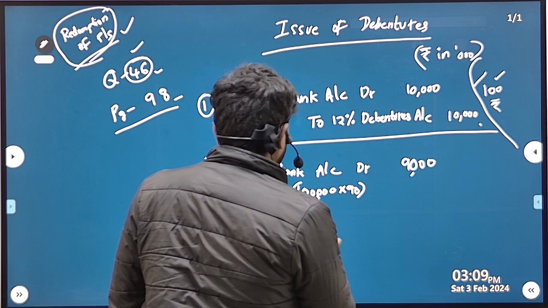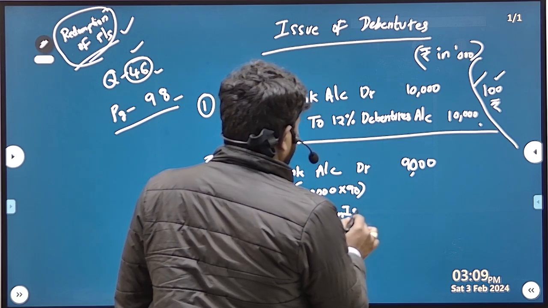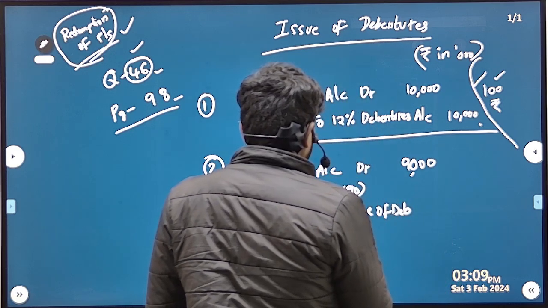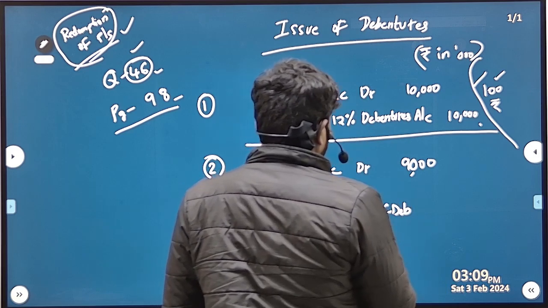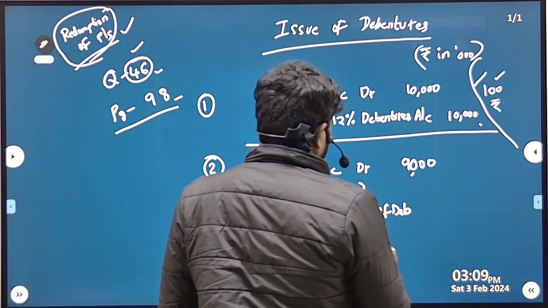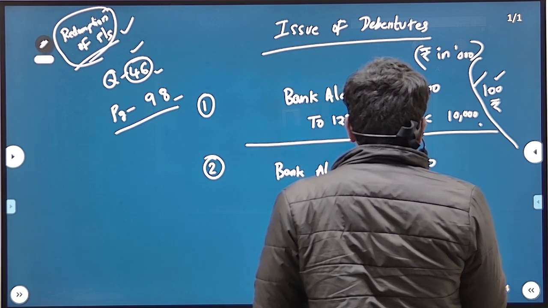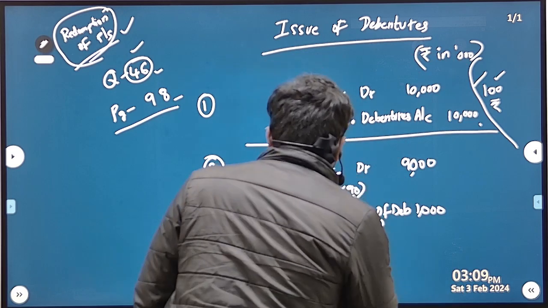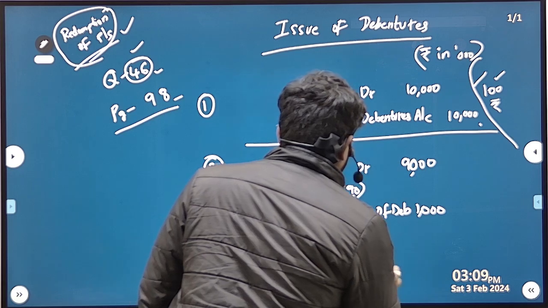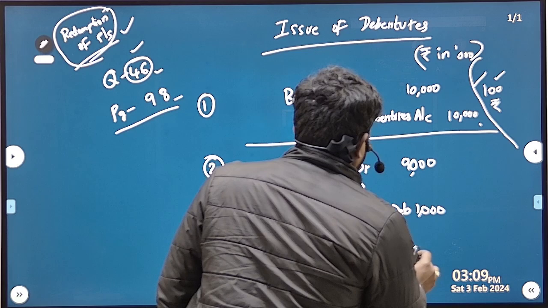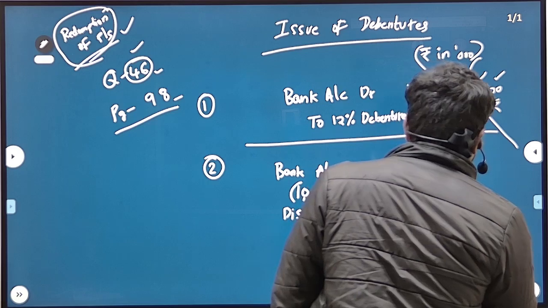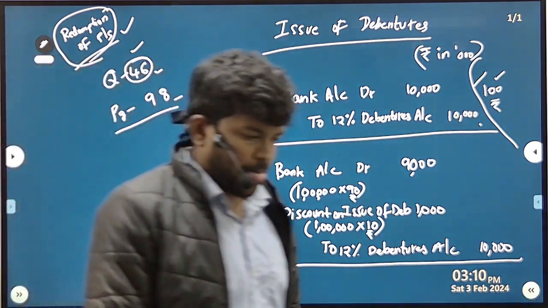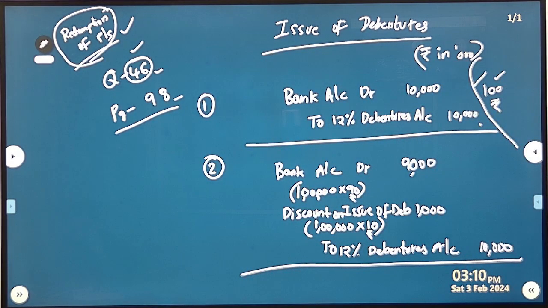Discount on issue of debentures. How much? 1 lakh into? How much was the discount per debenture? 10 rupees. Very good. So what is the amount here? In thousands? 1,000. To 12% debentures, 10,000. Clear? Clear till now?